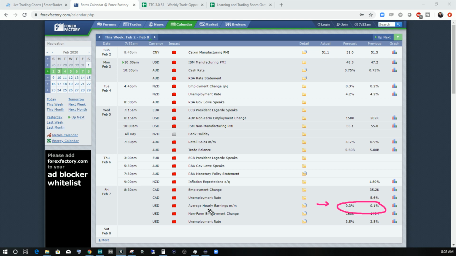All right, so average earnings is the number we look out for. We also have non-farm employment change. That's also something that will obviously create some movement in the market, especially if that number is much higher or much lower than the forecast. And then the unemployment rate right here seems to be stable at 3.5%. So a bit of data coming out this week, and that data is certainly going to affect the markets.